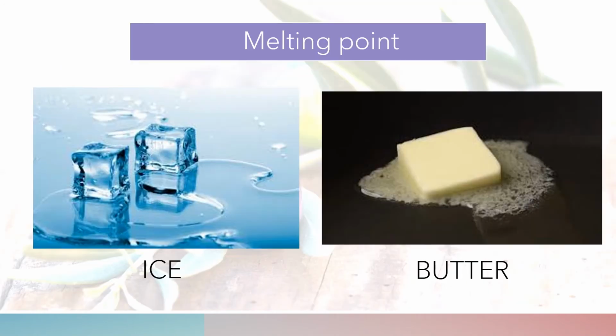Different materials have different melting points. For example, ice here, the melting point of ice is 0 degrees Celsius. And the butter here, the melting point of butter is 35 degrees Celsius. So all chemical substances have different melting points.